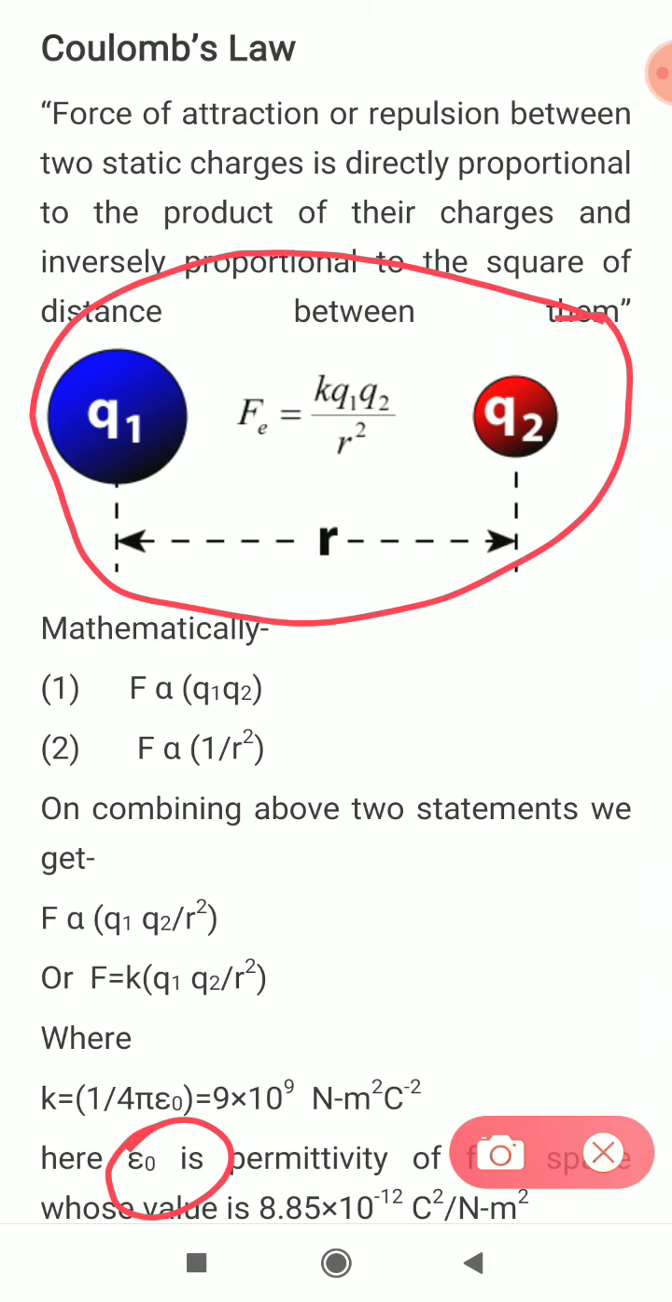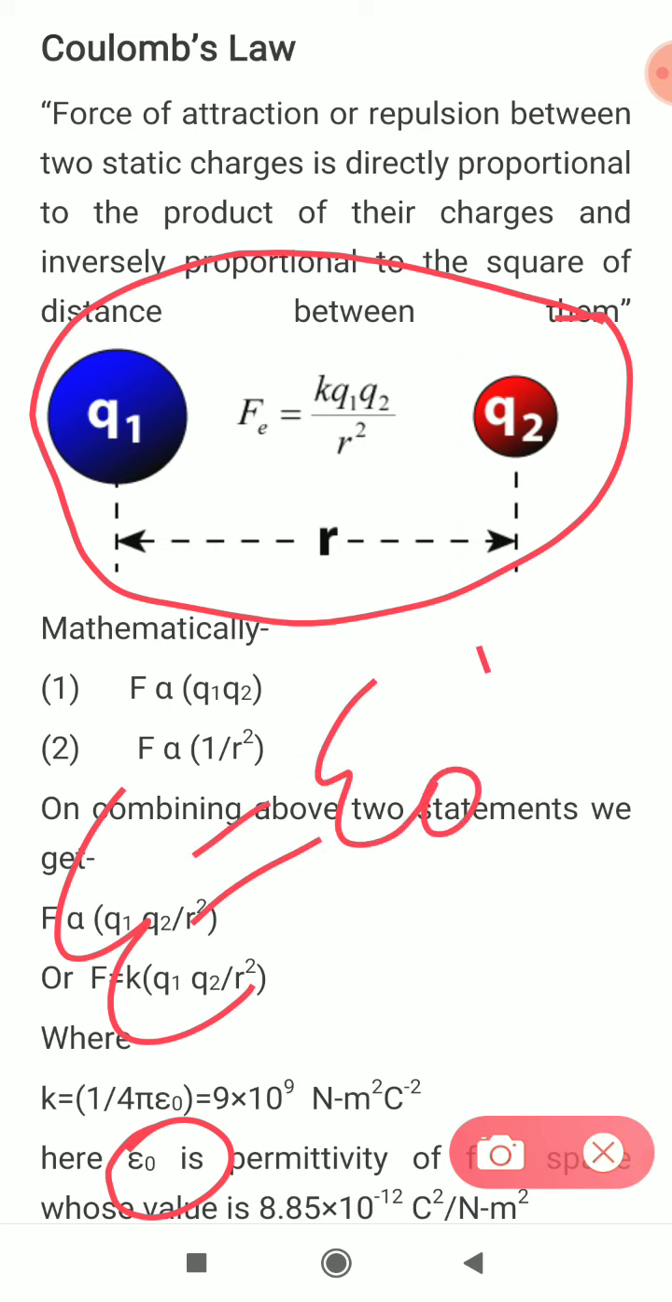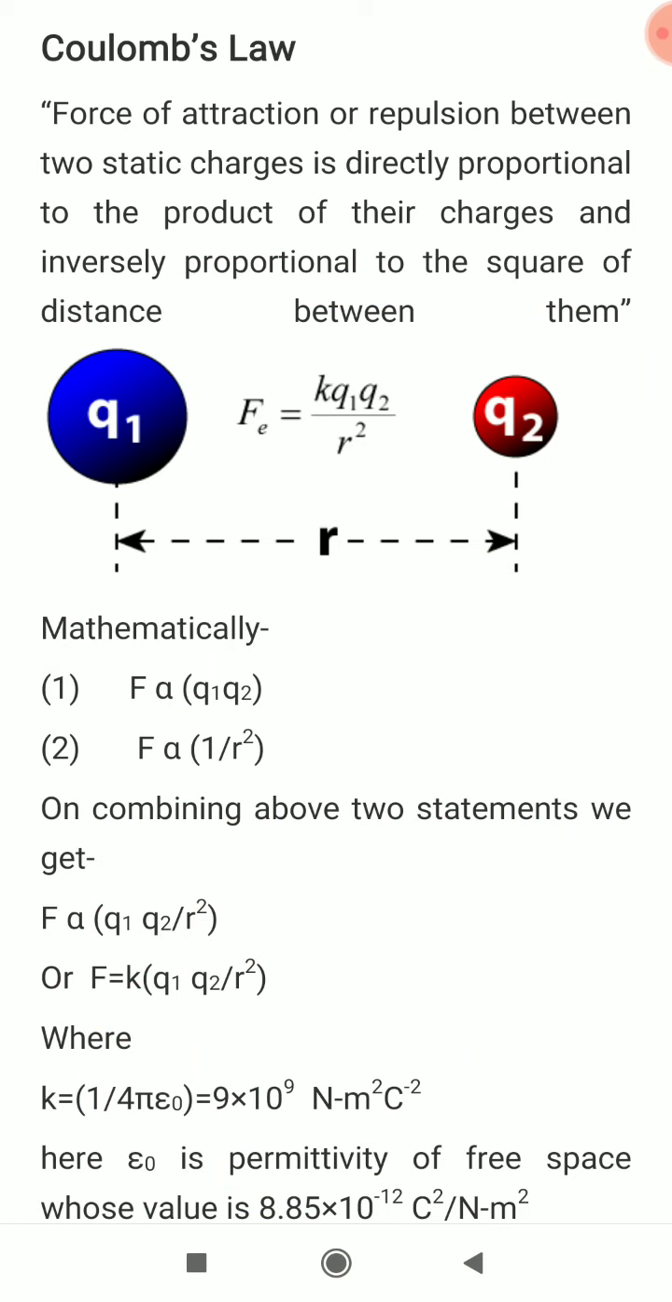If q1 and q2 are kept in a medium, then epsilon naught, the permittivity of free space, is changed to the relative permittivity, expressed by epsilon, which is given by epsilon naught into K, where K is called the dielectric constant. We will discuss this dielectric constant further in the chapter on capacitors and dielectrics, where the dielectric medium plays a great role. Here, only epsilon naught relates to the medium. If a medium is present between the charges, there is an effect of the medium, and that will change the magnitude of the Coulomb force.